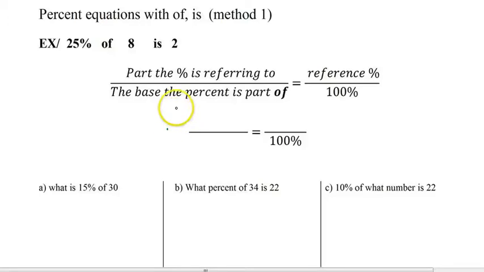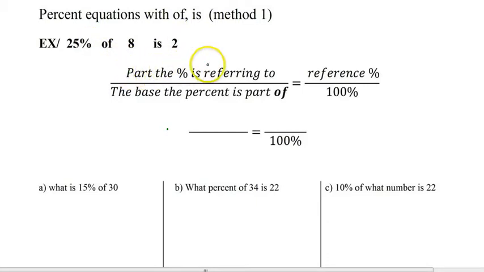Alright, these are percent equations, and they're our intro to the word problems. This is method 1, and then we're also going to do a method 2, the proportion method. You're going to be given a statement like this, where it says 25% of 8 is 2. And you have 3 different pieces here, and they're going to fill in stuff.